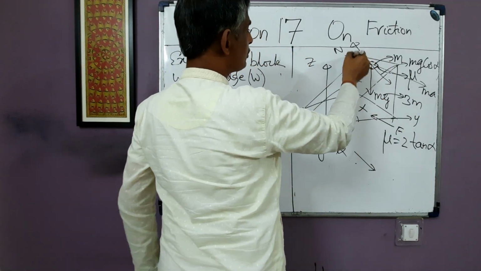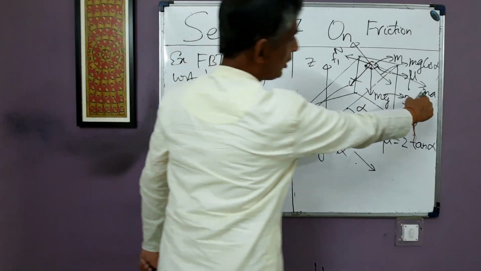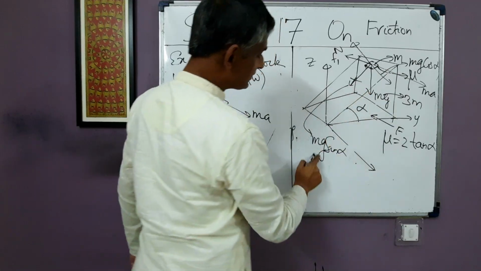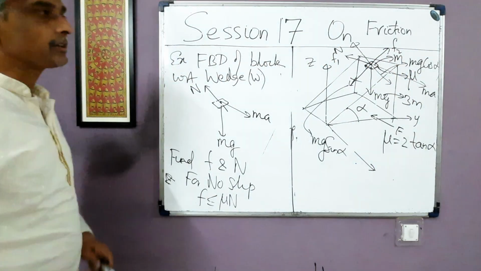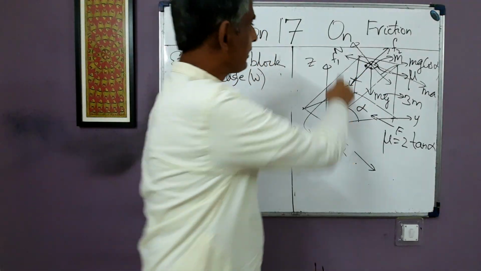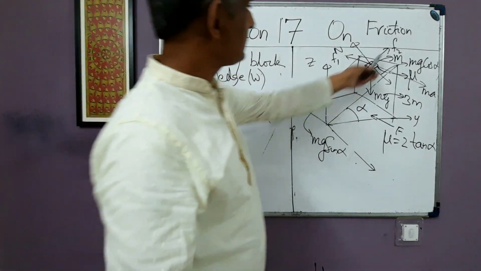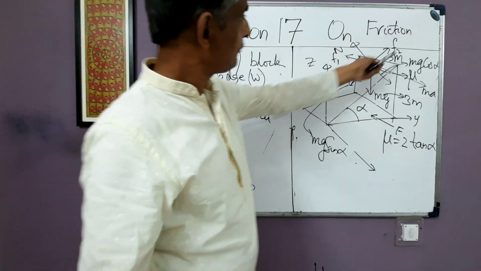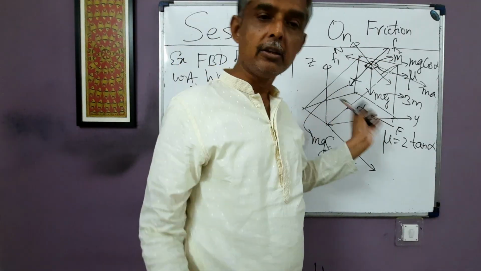So there should be one friction force F1 on the block that balances this pseudo force, along the negative x direction, opposite to ma. And there should be one friction force which just cancels this mg sin alpha. I hope it is clear. So two frictional forces act on the block due to the wedge incline: one, F1, which just balances ma and nullifies it, and this F2, which just cancels out this mg sin alpha. If F2 cancels this and F1 cancels this, the net force on the block due to the wedge will be 0.